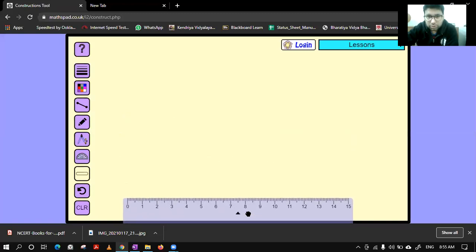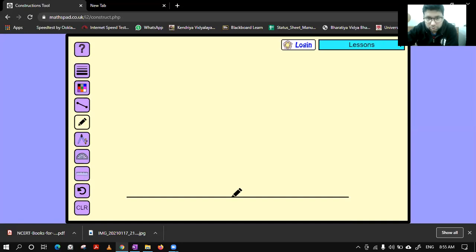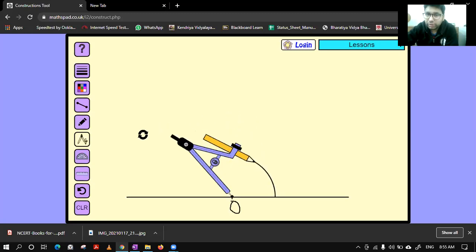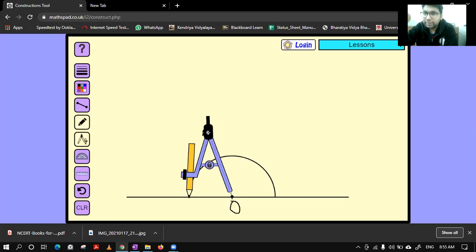One second. Okay. So if this is the pencil, this is the straight line. So we can take any point on this straight line. Suppose this is the point O. So we have learned that we keep the compass on point O. We lock it so that it is not moving. After locking it, we make an arc like this.